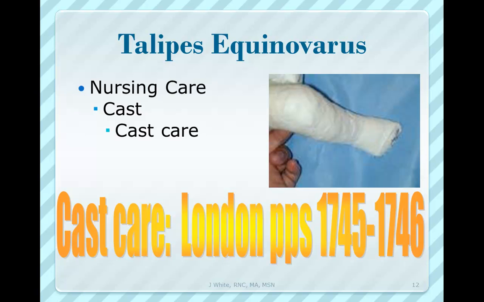We had one mother that would take the child out and lay it on a blanket outside, and she got some bugs in there. So we want to watch and prevent anything from getting under the cast. More information on cast care is in your textbook, and you are expected to know it.